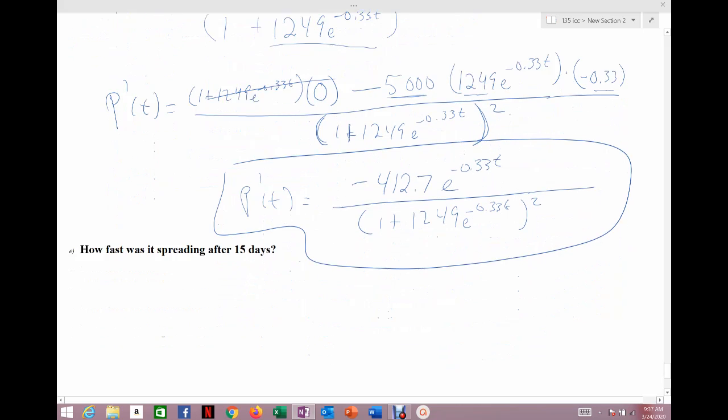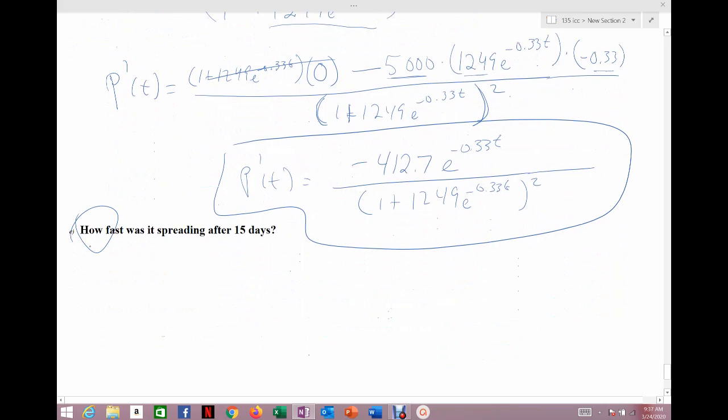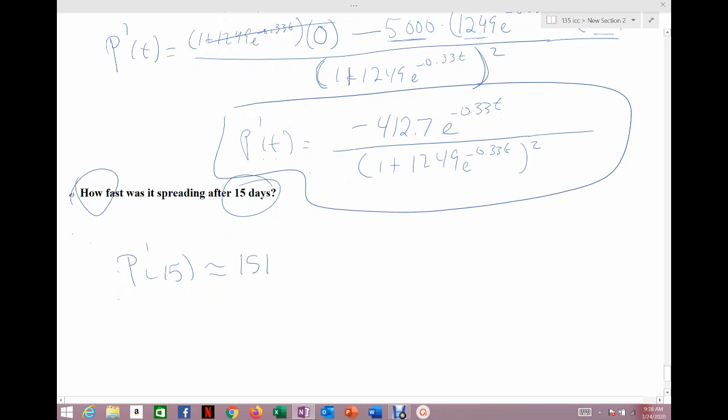All right, then we ask you to use it. How fast? So what's the speed? The epidemic was spreading in 15 days. So you just take your 15 and plug it into that derivative equation. You could check your answer graphically, and my rule of thumb would be to do that. Again, I'm going to round to the whole person. All right, so it comes out 150.5 when I plug that in. And so I'm going to round to 151. And then don't leave the answer 151, right?